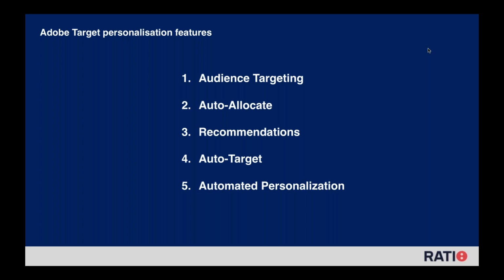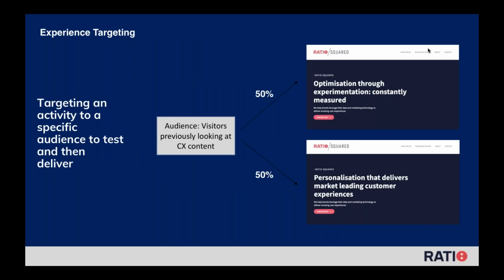The difference between some of these isn't necessarily that obvious. One thing that I would note is that as far as recommendations, auto target, and automated personalization, these are features which are only actually available as part of the Target Premium license. So if you have Target Standard and you like the sound of what these capabilities can do, then you should have a chat to Adobe about possibly getting upgraded.